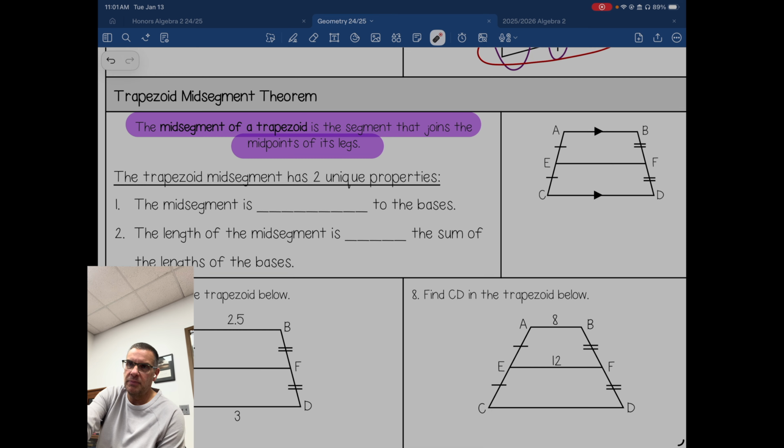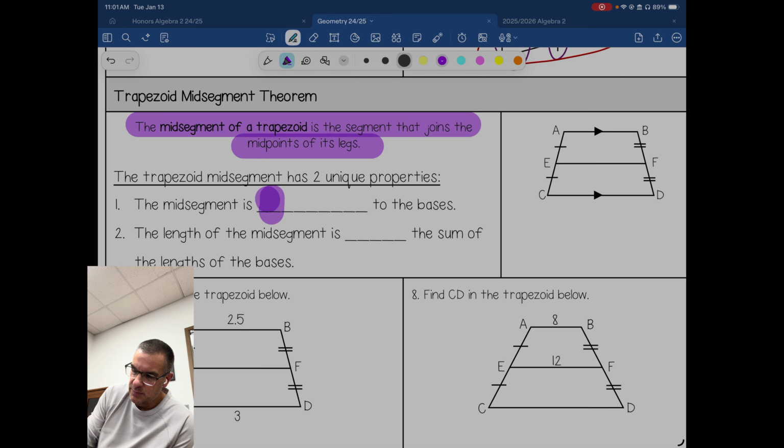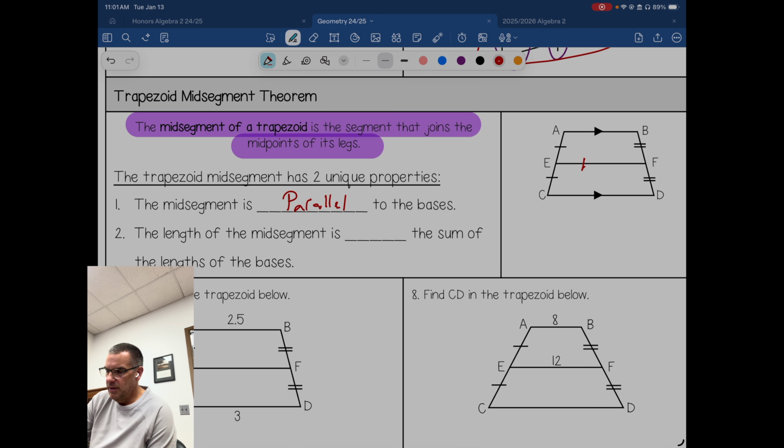Now, a couple properties with this mid-segment. First property with that mid-segment is the mid-segment is parallel to the base. So I could go ahead and put that parallel sign in there. The second part about the mid-segment, and the more important part that we're going to talk about today, is the length of the mid-segment. The length of the mid-segment is half the sum of the length of the bases. So my bases, remember, in a trapezoid are the two parallel sides.